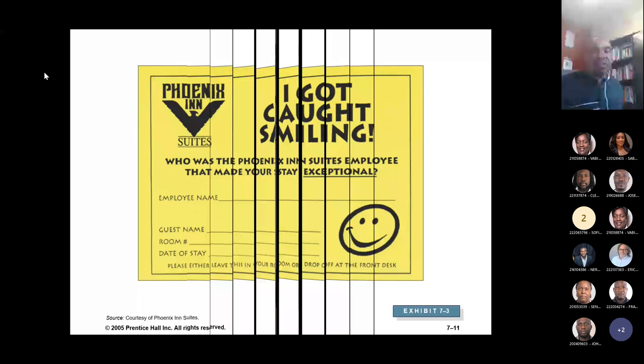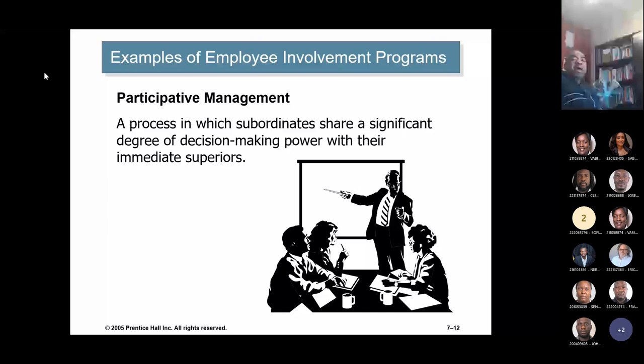Example of employee involvement program. One of them is participative management, which is a process in which subordinates share a significant degree of decision-making power with their immediate superior. And you see the superior standing, explaining, and of course, others thinking in terms of a contribution to the decision that is made. All right.